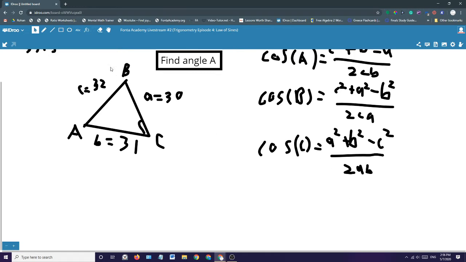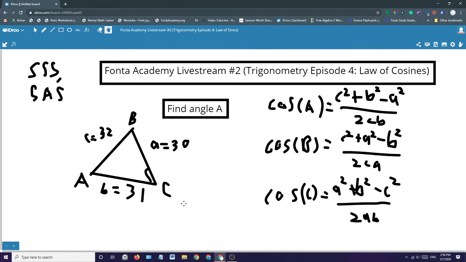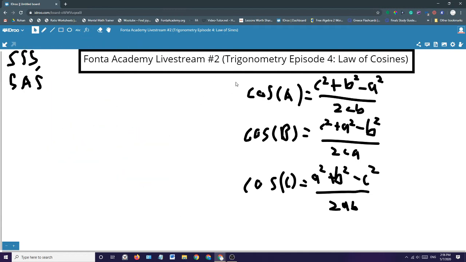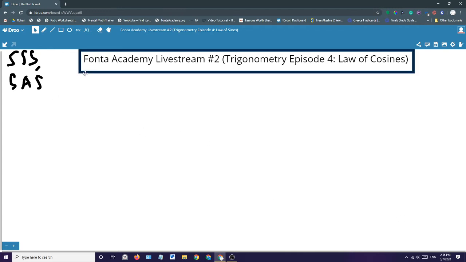So now we are going to do side angle side. For that one we're just going to do just one example. I hope you guys copied this down. I'm just going to erase this. Okay, so let's do side angle side.